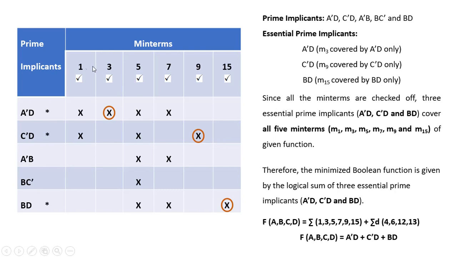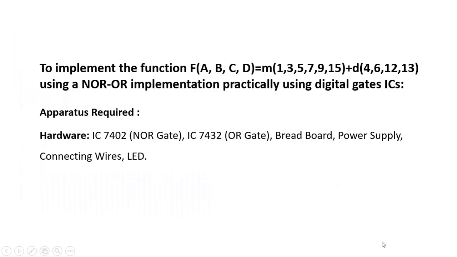So since all the minterms are checked off, that means these three essential prime implicants cover all 5 minterms of the given function. Therefore, the minimized Boolean function we will get is the logical sum of three essential prime implicants, which are A bar D, C bar D and BD. So we have simplified our given function and we can represent it as A bar D or C bar D or BD.